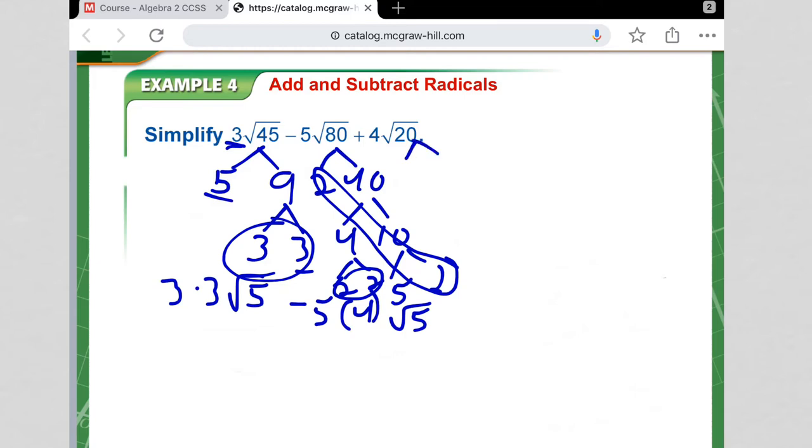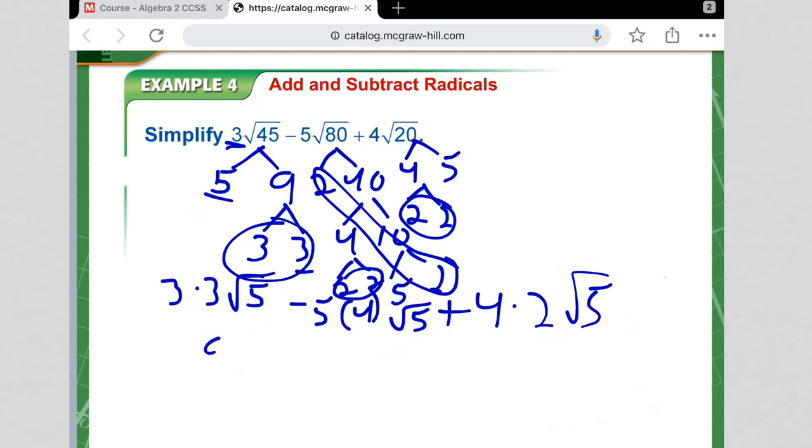We're going to simplify down the 20, which is a 4 times a 5. 5 is prime, so the 4 breaks down into 2 and 2. The 4 from the original problem comes straight down. Then we had a pair of 2's here, so that comes down. And then we had the leftover 5.